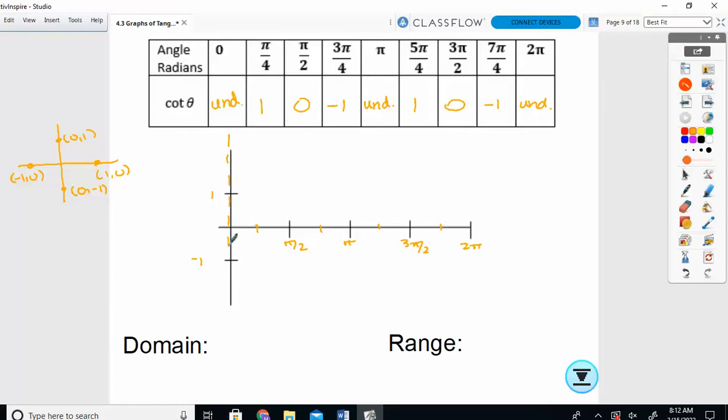So it starts undefined, which means vertical asymptote. At pi over 4 we get 1. Pi over 2 is 0. 3 pi over 4 negative 1. Pi we have an asymptote. 5 pi over 4 is 1. 3 pi over 2 is 0. 7 pi over 4 negative 1. And 2 pi we have an asymptote.